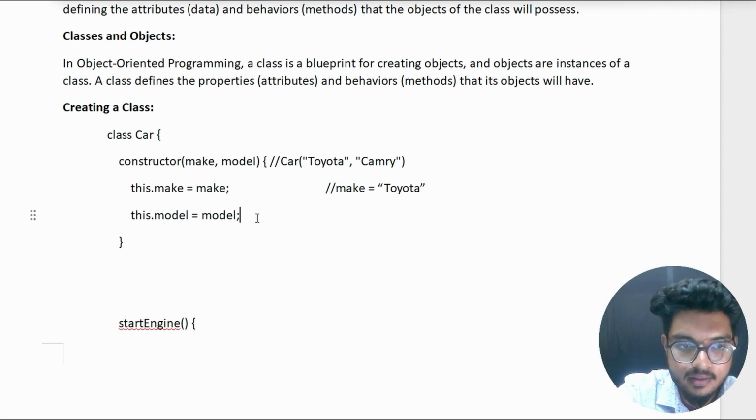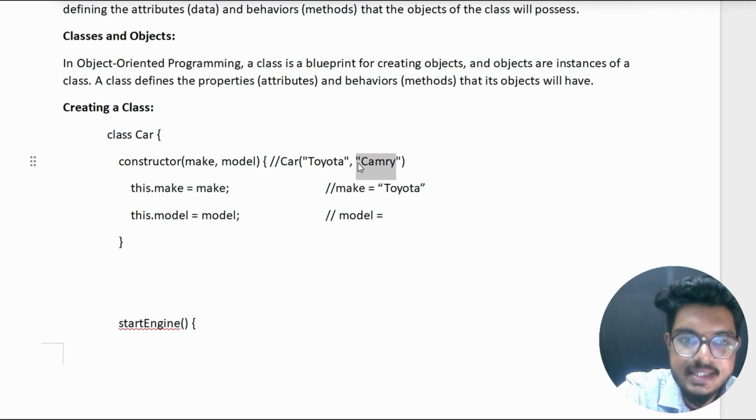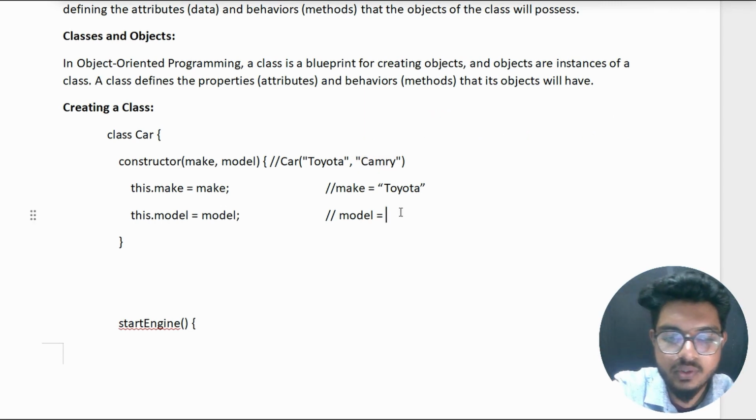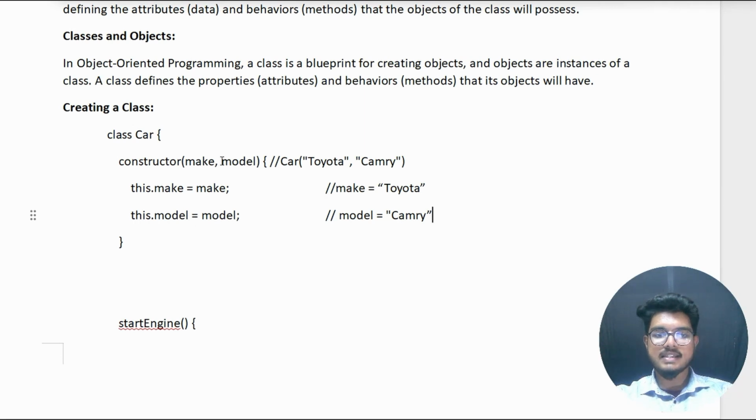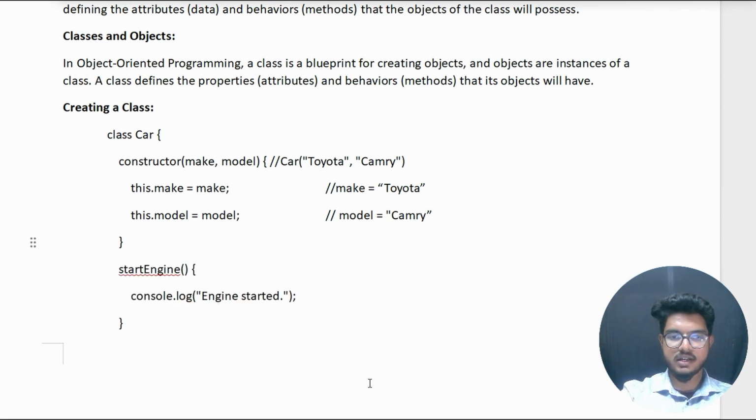Similarly, for this model, by default the model will be equal to Camry. So this keyword assigns the values to these parameters. I hope it is clear. Let's draw the diagram and understand.